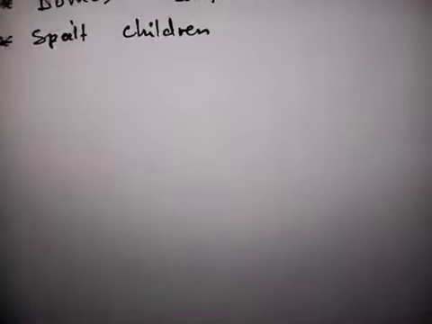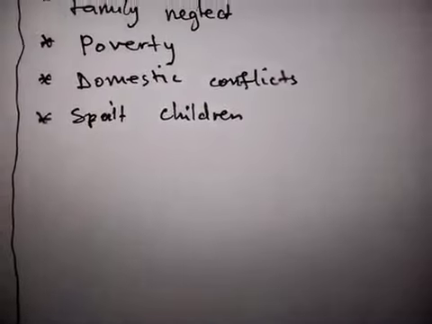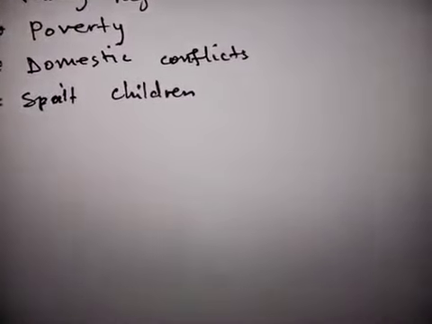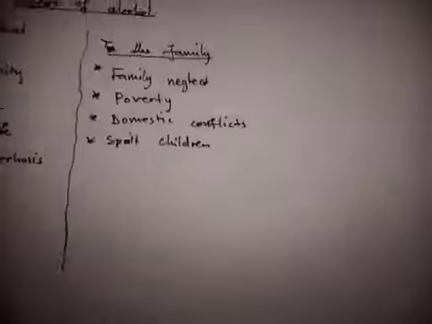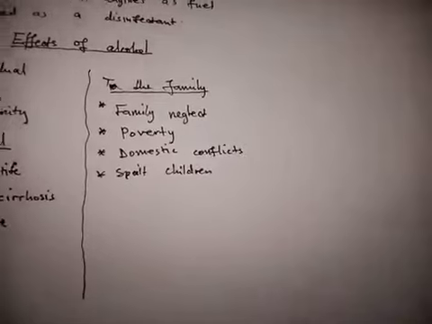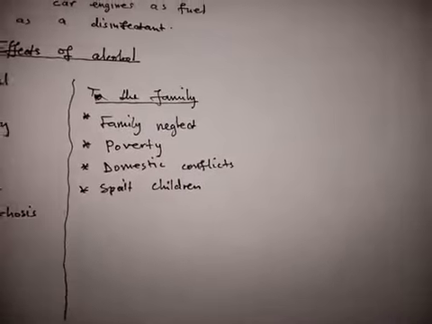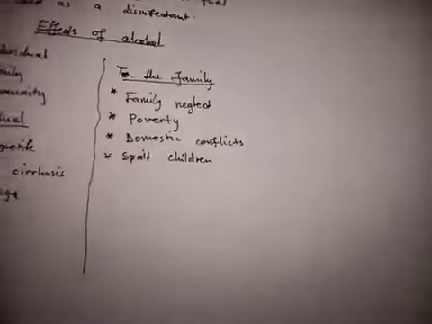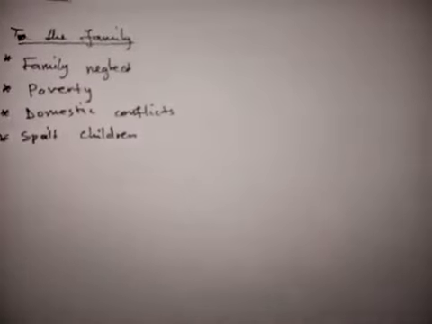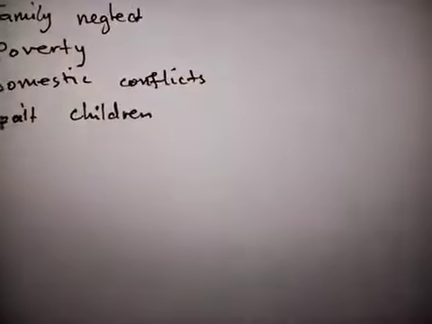Then spoiled children, the children after lacking parental guidance, they may end up developing antisocial behaviors like stealing and others. On top of that, because of lack of parental guidance, they end up becoming badly behaved. They may end up becoming social misfits simply because of lack of parental guidance. Then also, these children may copy the habit from the parents if they take alcohol, and they end up also becoming alcoholics. So that's what you call spoiled children.